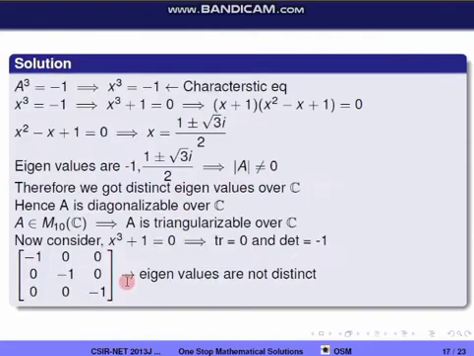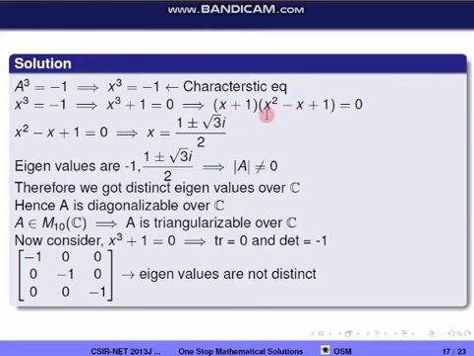So now we'll move on to the question. In the question it is given A cube is equal to minus 1. If we replace A by x, we'll get the characteristic equation: x cube equal to minus 1. Taking the 1 to this side, we get x cube plus 1 equal to 0. We know x cube plus 1 can be split as (x plus 1)(x square minus x plus 1). From this we get x plus 1 equal to 0 and x square minus x plus 1 equal to 0. So x plus 1 equal to 0 implies x equal to minus 1.